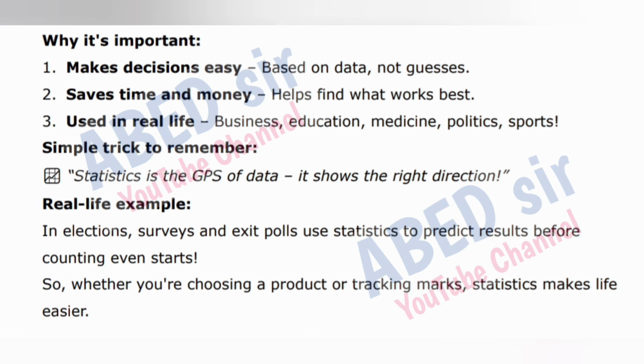Why it's important? 1. Makes decisions easy based on data, not guesses. 2. Saves time and money, helps find what works best. 3. Used in real life, business, education, medicine, politics, sports. Simple trick to remember: statistics is the GPS of data, it shows the right direction. Real life example: in elections, surveys and exit polls use statistics to predict results before counting even starts. So, whether you are choosing a product or tracking marks, statistics makes life easier.